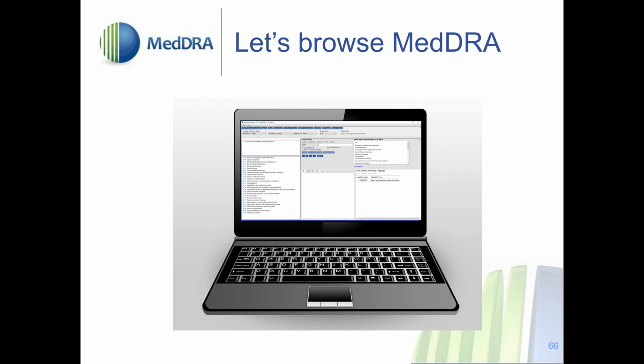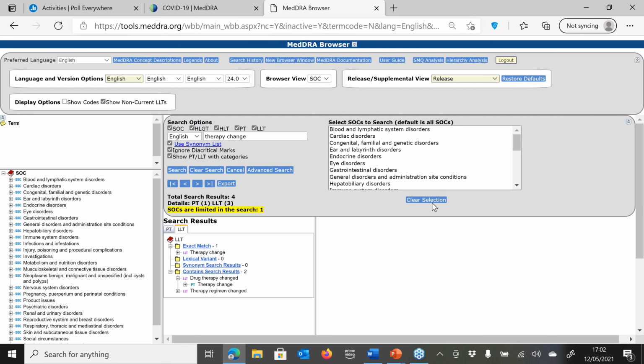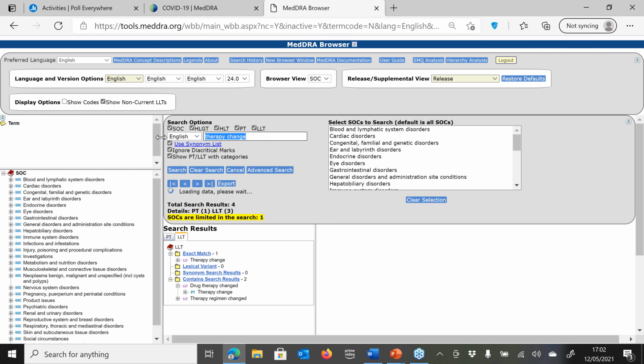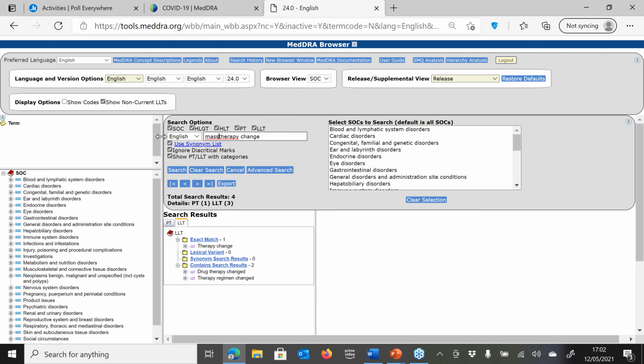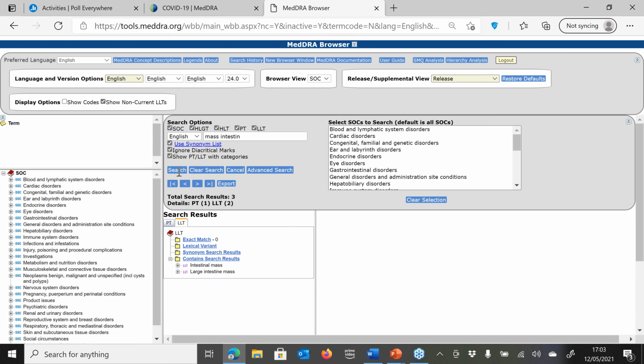So let's have a look in the browser and see. Where are the masses grouped in the browser? I'll clear the selection from where I was previously, and let's have a look at what mass terms we have. Colon mass? Any luck on colon mass? No. So let's think of a synonym for colon. Intestine was the term we had. I'll just put it as intestine so that it captures intestinal or intestine. Intestinal mass or large intestine mass.